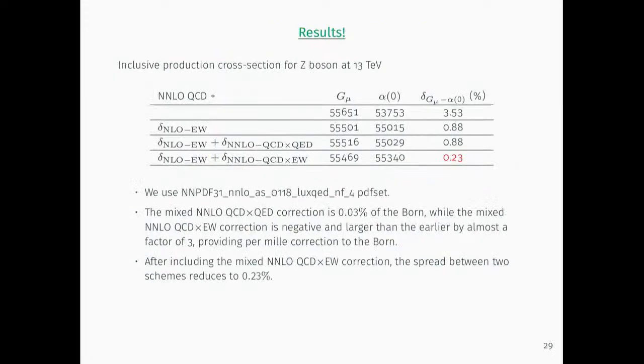Okay. And finally, I come to my result, and this is the final number for the total corrections, and you see that we have some per mil correction, but more importantly, the scheme dependence has come down to 0.23, which is small. And you see the importance of these corrections now: first, it has the per mil effect which you want, and also the scheme dependence has been reduced. So this has been done using this LUXqed PDF.